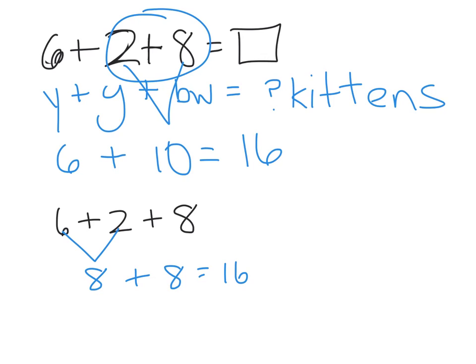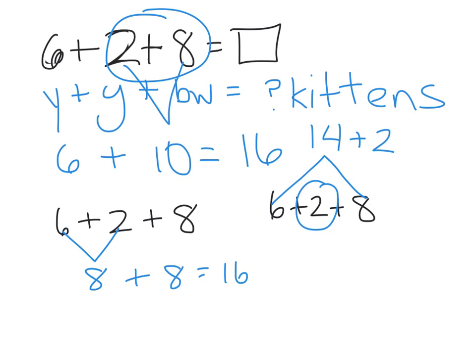The other way you can do this is with 6 plus 2 plus 8. I can start by combining 6 plus 8, and I know that's 14. Then all I have left to add is my extra 2. 14 plus 2 is 16. So there's 3 different ways you can put these numbers together. Find the easiest way for you and work with that strategy. I like the making 10 strategy a lot.